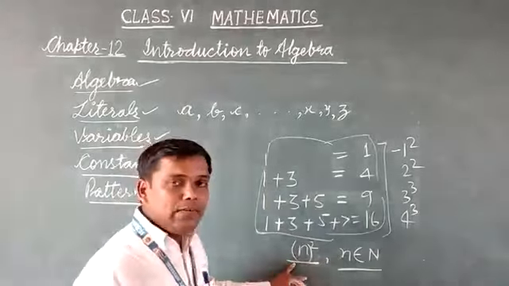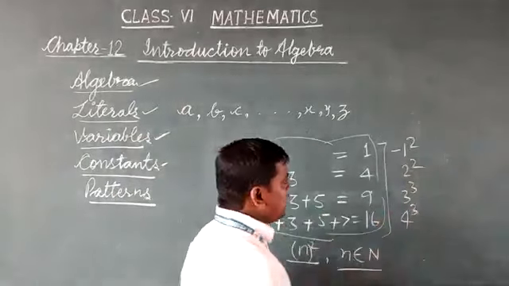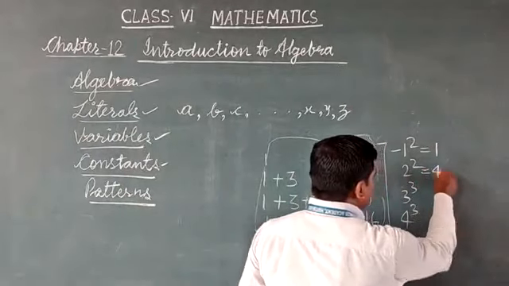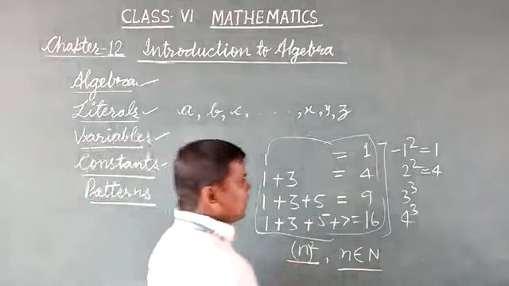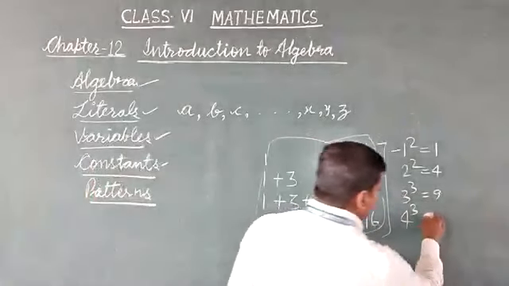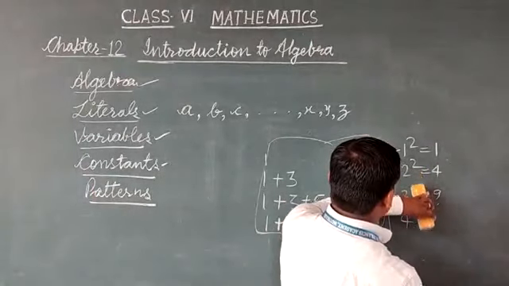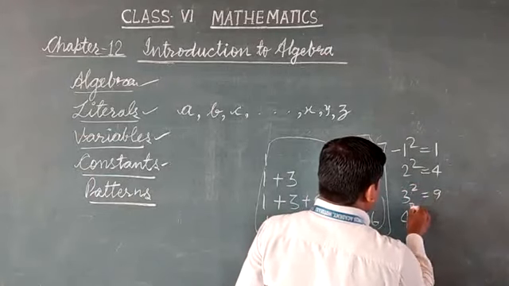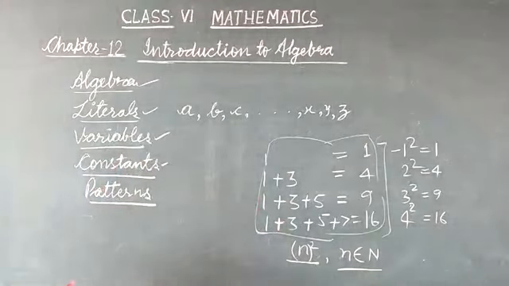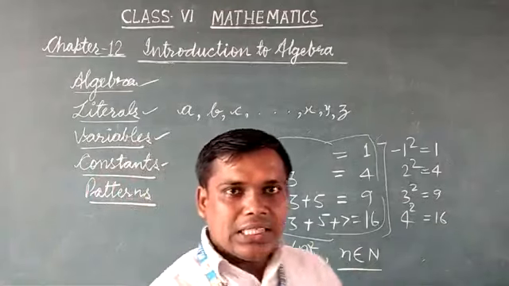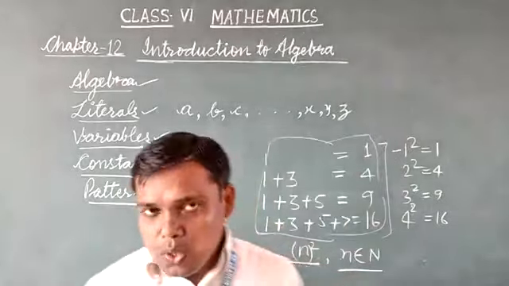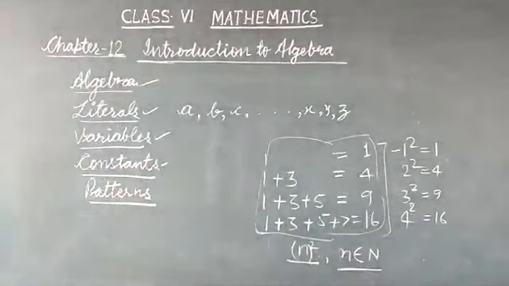Now if the value of n is 1, then we get 1 square, which is 1. If the value of n is 2, then 2 square, which is 4. If n is 3, then we get 3 square, which is 9. If n is 4, then we get 4 square, not cube, sorry, it is a square. So it will be 16. Like this, you will be given a pattern, and you have to think to write the pattern in the form of algebra.